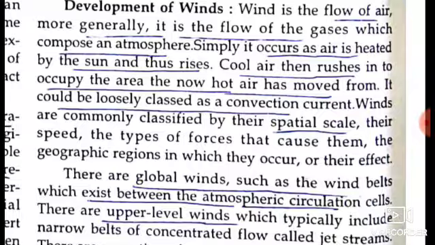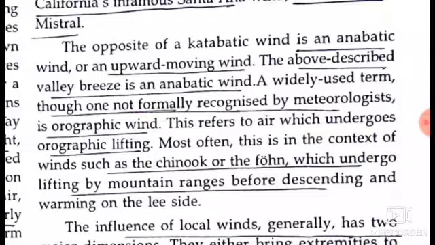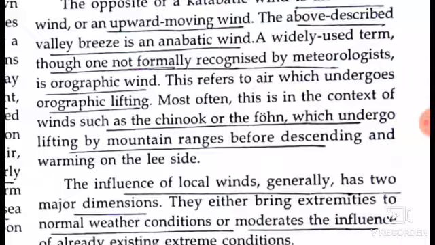The opposite of a katabatic wind is an anabatic wind, or an upward moving wind. The above described valley breeze is an anabatic wind. Widely used as a term, though one not formally recognized by meteorologists, is orographic wind. This refers to air which undergoes orographic lifting. Most often, this is in the context of winds such as the Chinook or the Foehn, which undergo lifting by mountain ranges before descending and warming on the lee side.